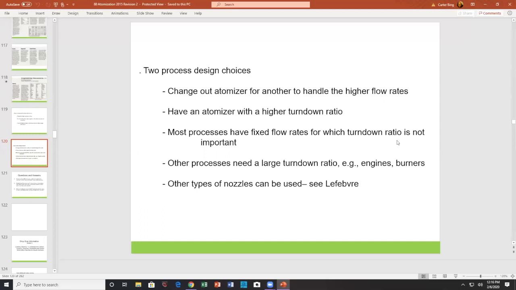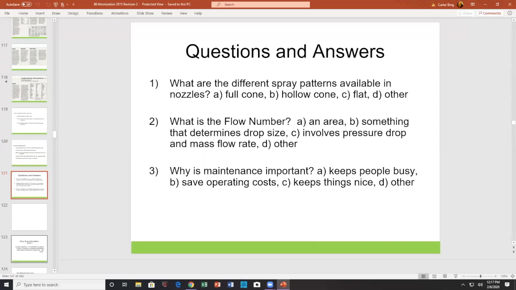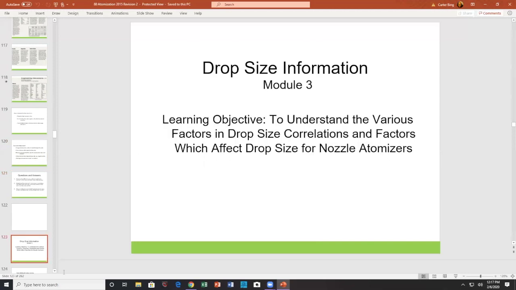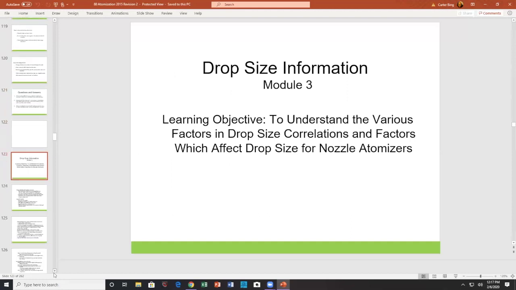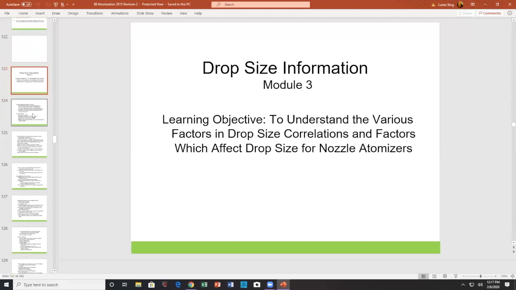If you take a look at your car, you're going 10 miles an hour and you then press on the accelerator, you're changing the flow rate, so you speed up. And so that's an example. Large turn down ratios for engines and burners. Other types of nozzles are favored for those. Anyway, drop size information. It's kind of interesting.